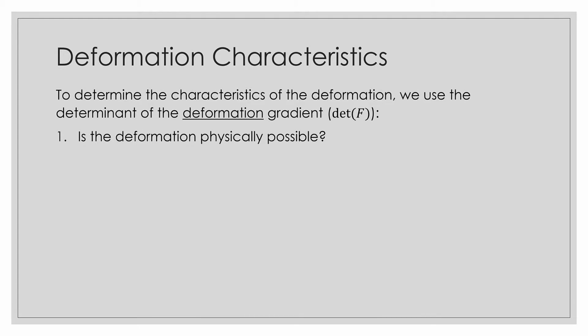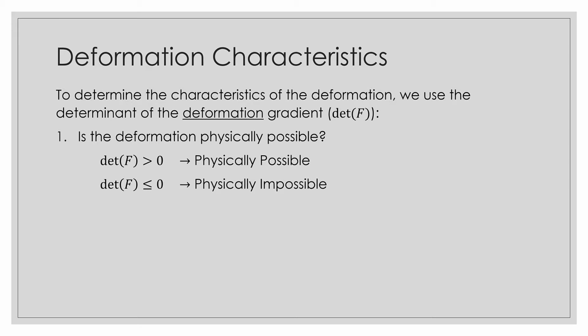So the first one, we can actually say, is the deformation physically possible? Well, if the determinant of F is greater than 0, this means that the deformation is, yes, physically possible. And the reason why is there actually is some change in the volume ratio. Now, if the determinant was less than or equal to 0, this means that it's physically impossible.